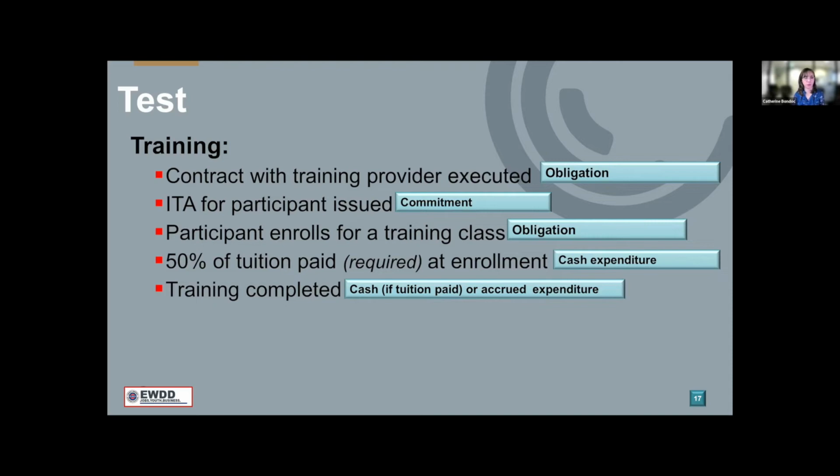Okay, so it could be cost of training not completed. Audit finding.